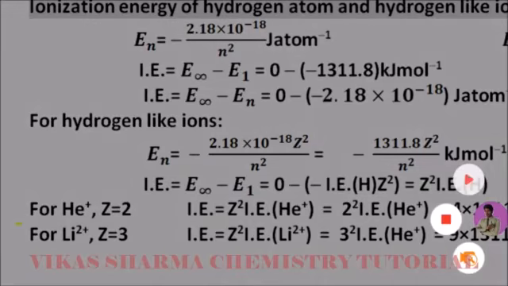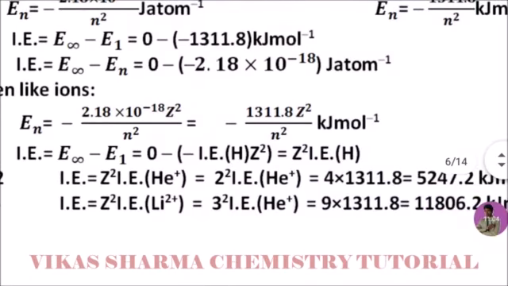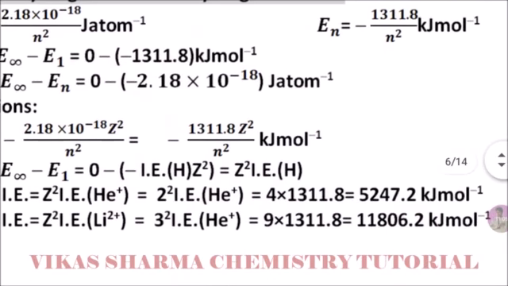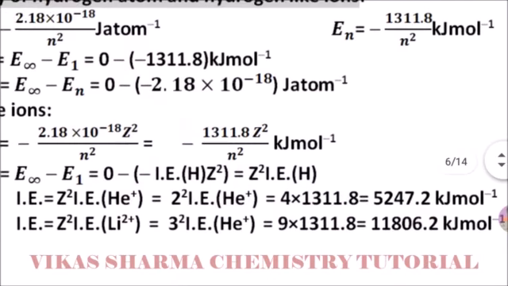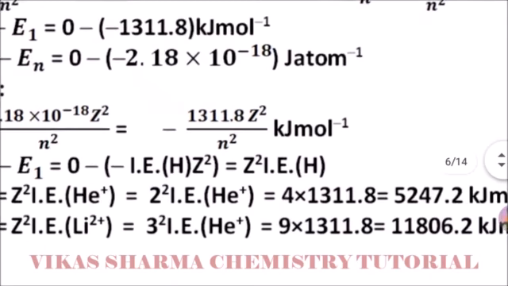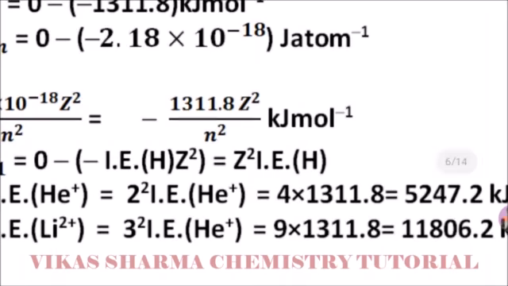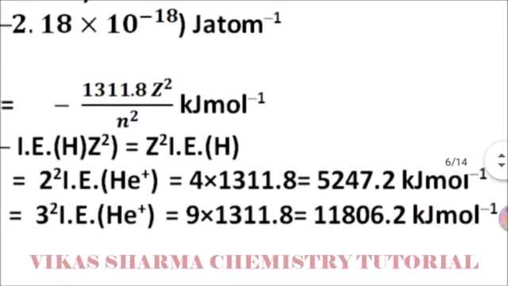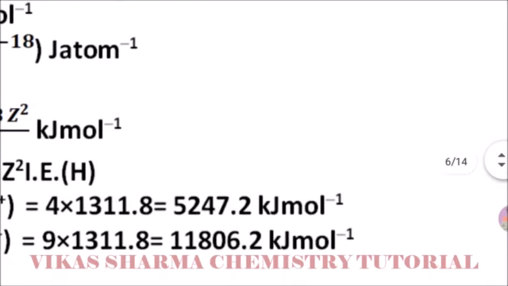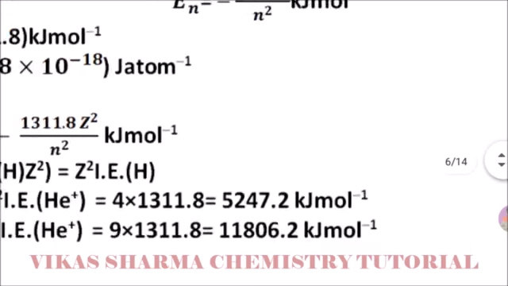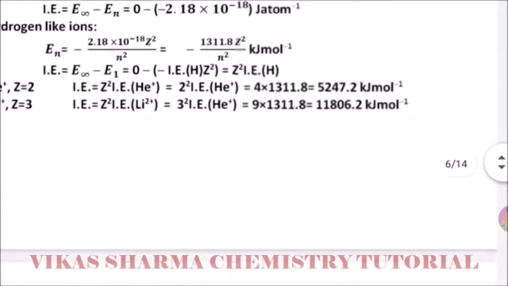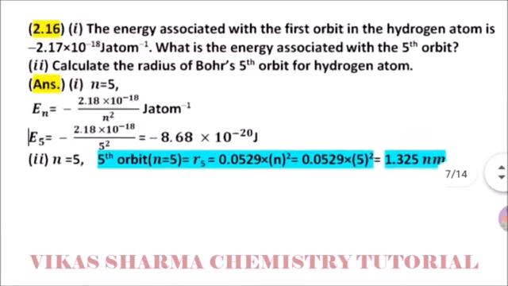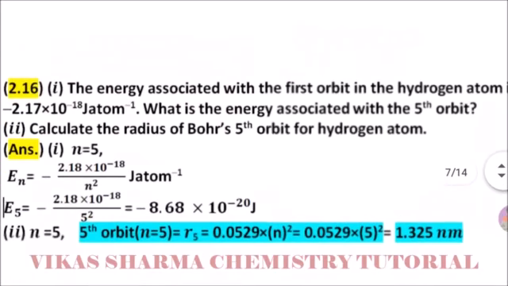In the case of lithium, Z is 3. So ionization energy is equal to Z square multiplied by the IE of the lithium-like ion. The lithium nuclear charge is 3, so 3 square multiplied by the ionization energy of hydrogen. So it is equal to 9 multiplied by 1311.8, which is 11,806.2 kilojoule per mole. So student, these are the types of formulas we have used, and this type of numerical is based on them. For example, 2.16.